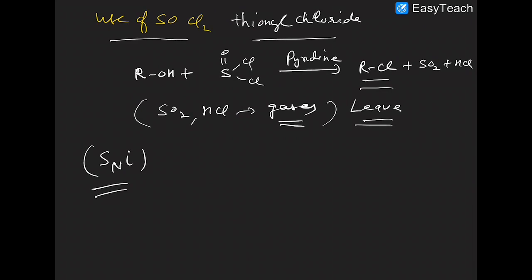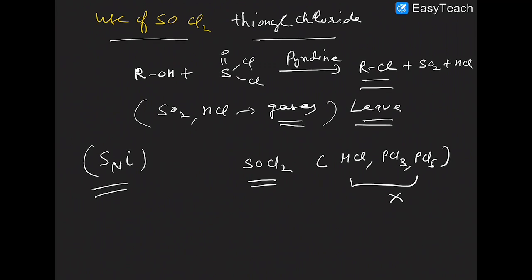So you can say that the preparation method with SOCl2 is the preferred method in comparison to HCl, PCl3 and PCl5. These are not preferred methods, but SOCl2, thionyl chloride, is a preferred method. Why is it so? Because all the byproducts obtained here in this case are gases. So you can say that the alkyl halide is obtained in an almost pure state.